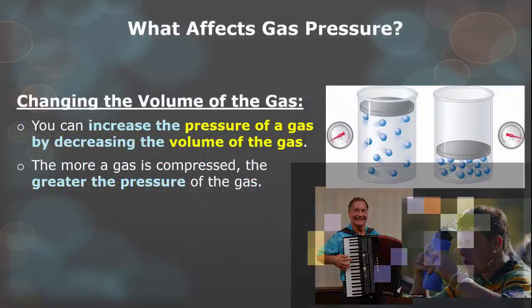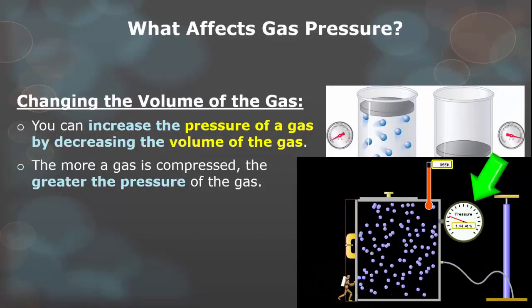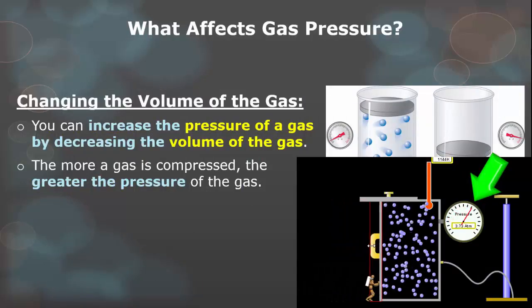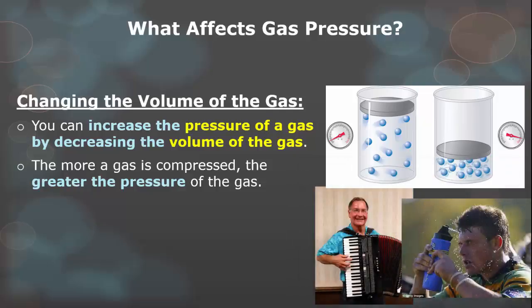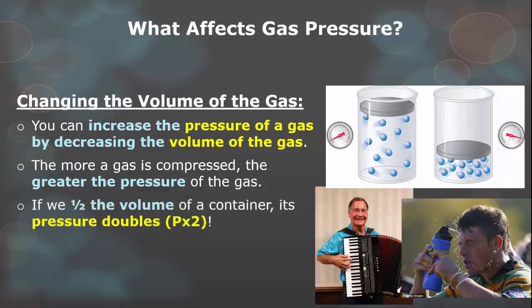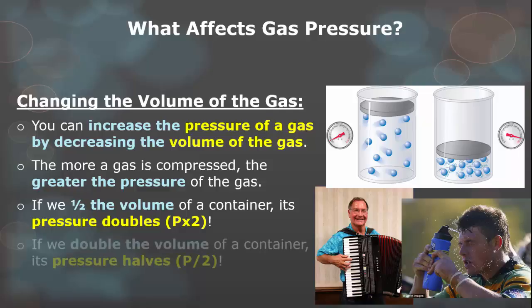When we change the volume of a gas, you can increase the pressure of a gas by decreasing the volume. That's because you're squeezing all the particles together. If you ever have an uncle, probably a crazy uncle that plays the accordion, the pulling motion back and forth changes the volume inside the accordion, thus causing gas to flow in and flow out because gases move from high to low zones. The more a gas is compressed, the greater the pressure within the gas. If we halve the volume of a container, its pressure doubles. And if you double the volume of a container, the pressure halves.